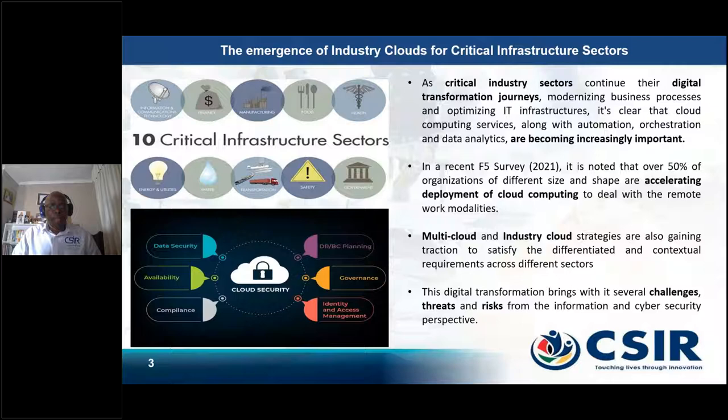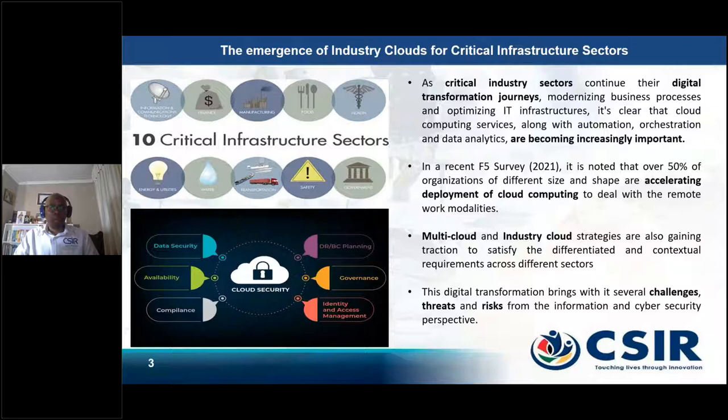In terms of the industry clouds, this is based on the various needs of different organizations as we continue with our digital transformation journeys, as businesses modernize their various processes, as the infrastructure becomes matched in very different ways. And it is very clear that cloud computing is becoming increasingly important. We know, even with the pandemic, when we look at various studies, such as the one done by F5 in 2021, it is indicated that at least half of the organizations are accelerating their cloud deployments to deal with the various needs of remote work modalities.